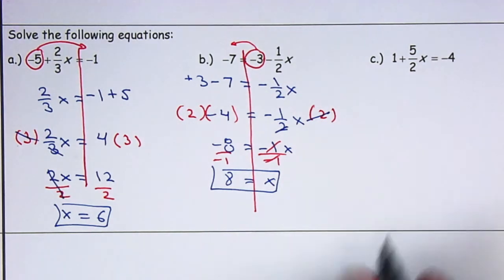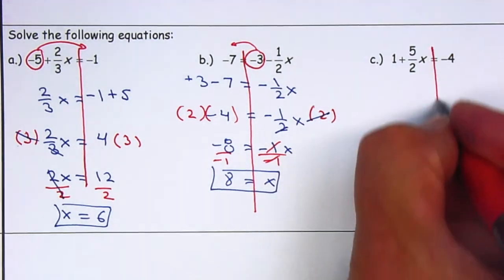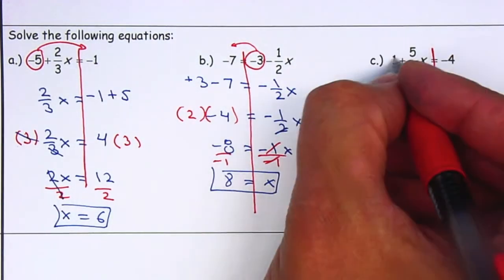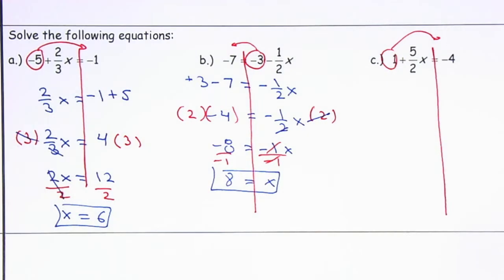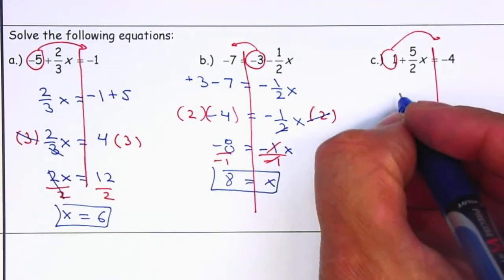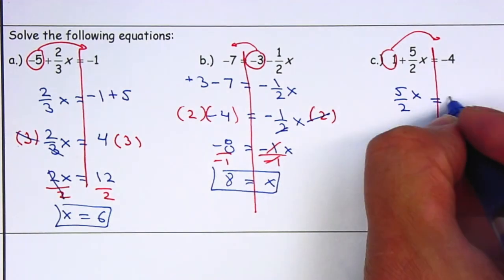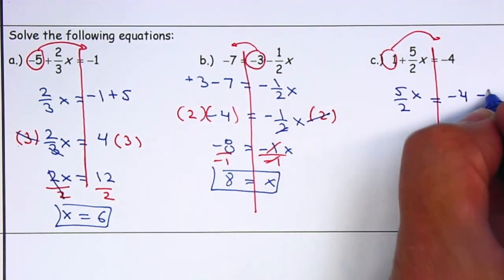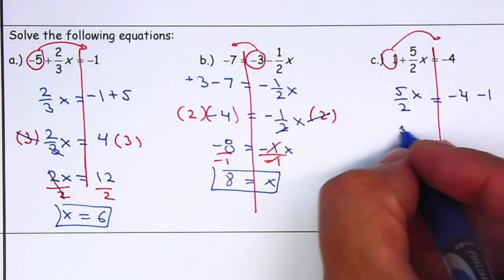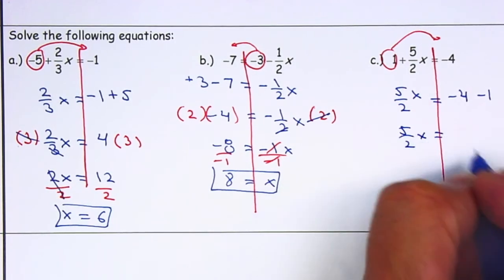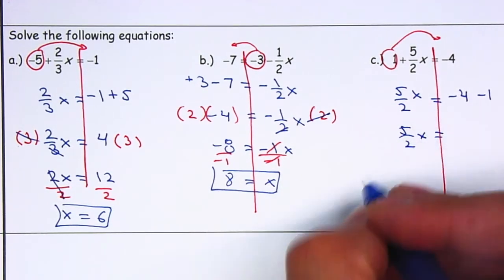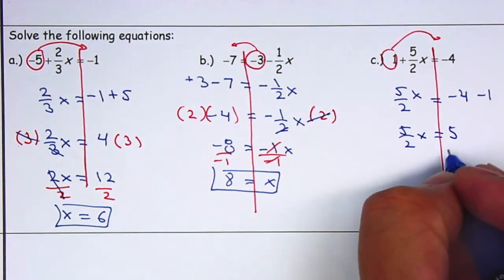Great. For letter C, I'm going to draw the line. I'm going to move my 1 to the right hand side. That will become a negative. So we have 5 over 2x is equal to negative 4. That becomes a negative 1. We have 5 over 2x is equal to, same sign, I'm going to go ahead and add. Keep the sign of the bigger number.